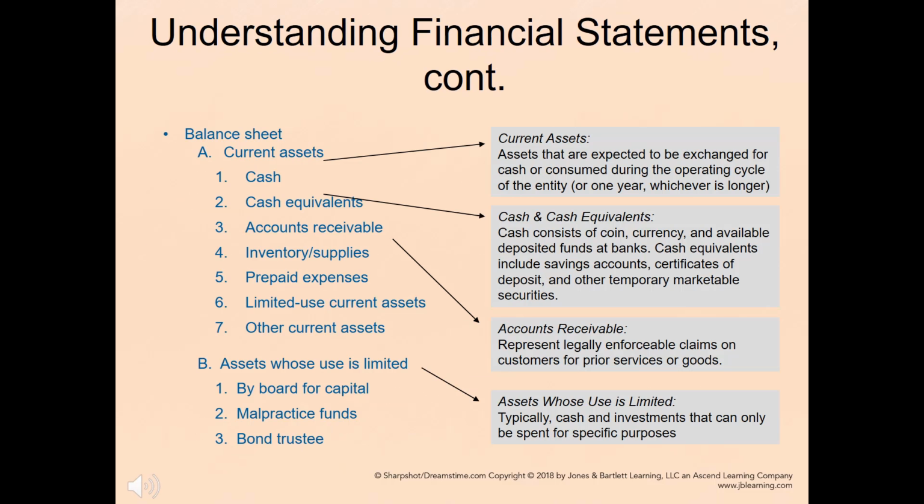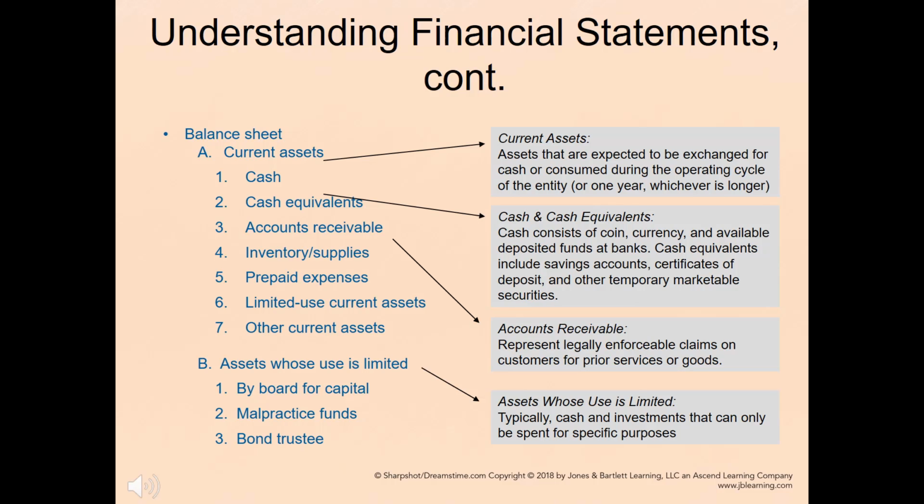So let's dissect a balance sheet. As you can see, our current assets on the balance sheet are assets that are expected to be exchanged for cash or consumed during the operating cycle of the entity, or for 1 year, whichever is longer. For cash and cash equivalents, the cash consists of coin, currency, and available deposited funds at banks. Cash equivalents include savings accounts, certificates of deposit, and other temporary marketable securities.